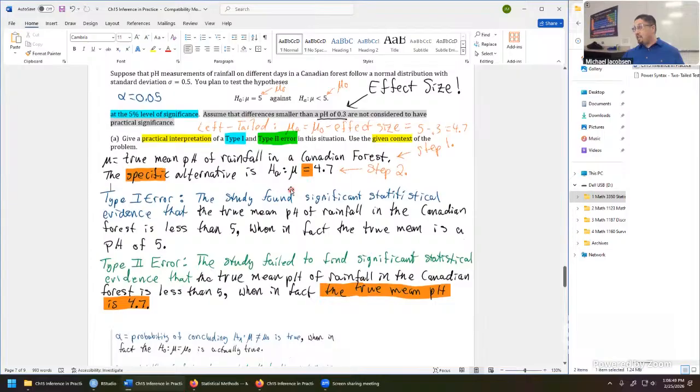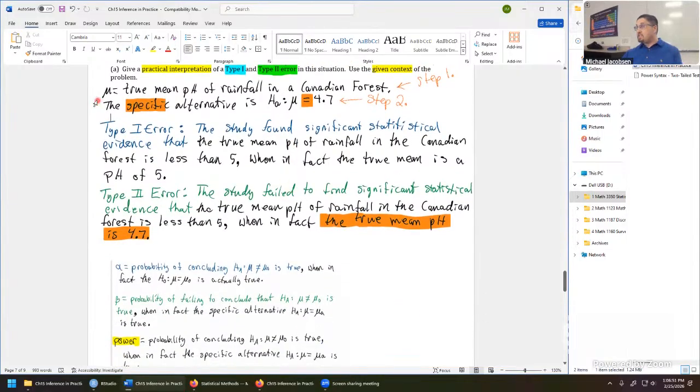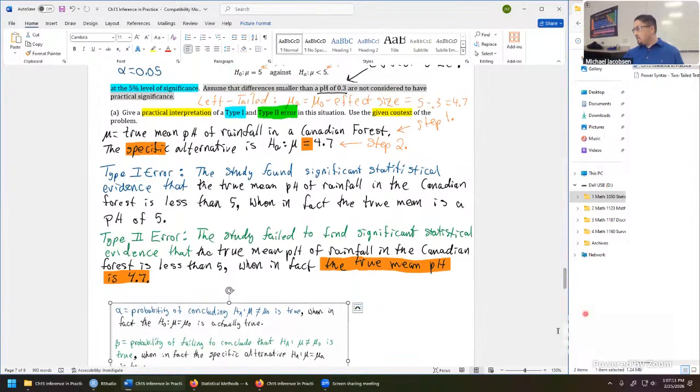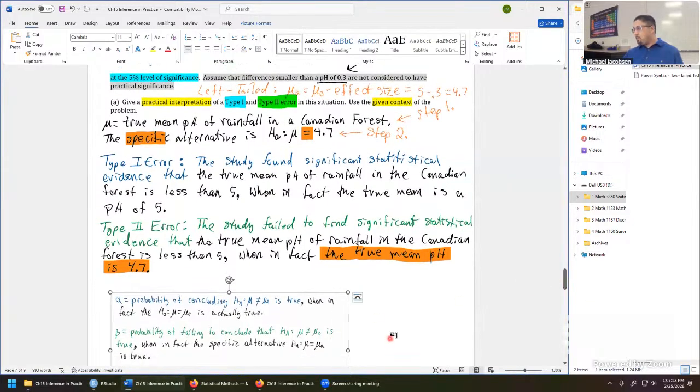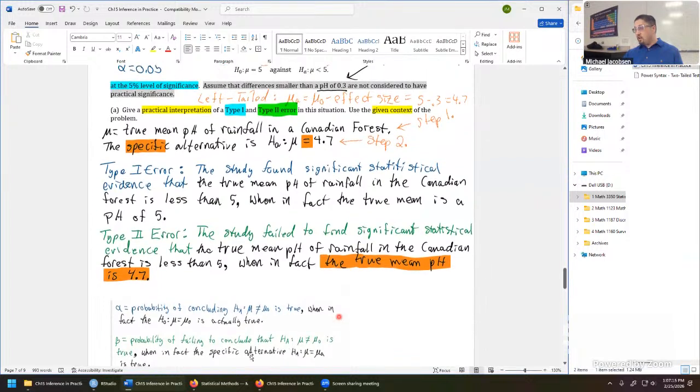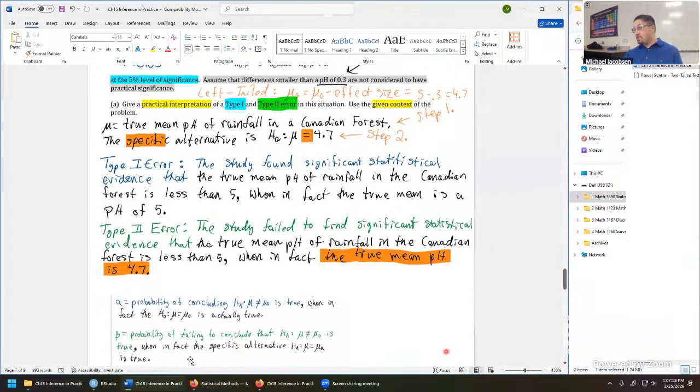So here's how we wrote out those errors. We first specified what the parameter is. Mu is the true mean pH of rainfall in a Canadian forest. We had to specify the specific alternative. We'll have to do the same kind of work. It's a homework exercise as well as an exam 2 question. And then we use these notes that we wrote down really carefully. Let me scroll to just this level. I'm going to put these notes, like I mentioned before, on the last page of our actual exam 2, just as a helper on writing out type 1, type 2 error.